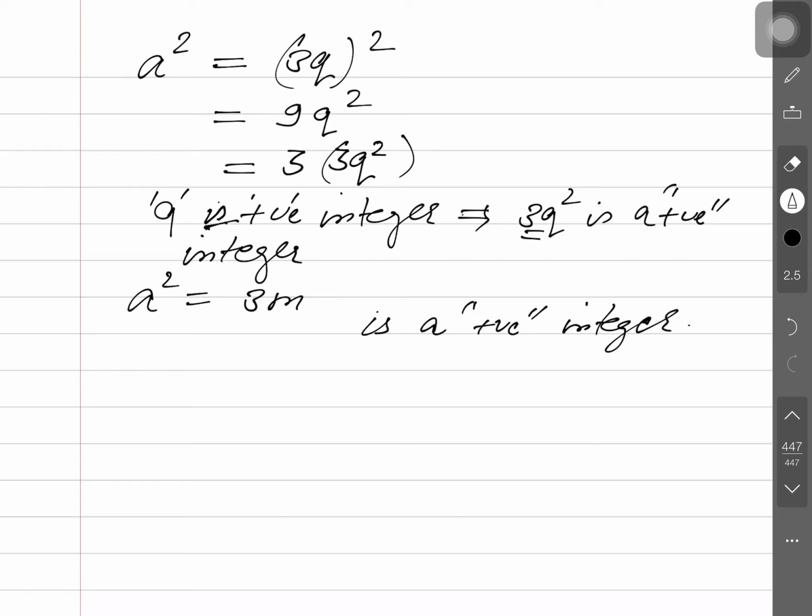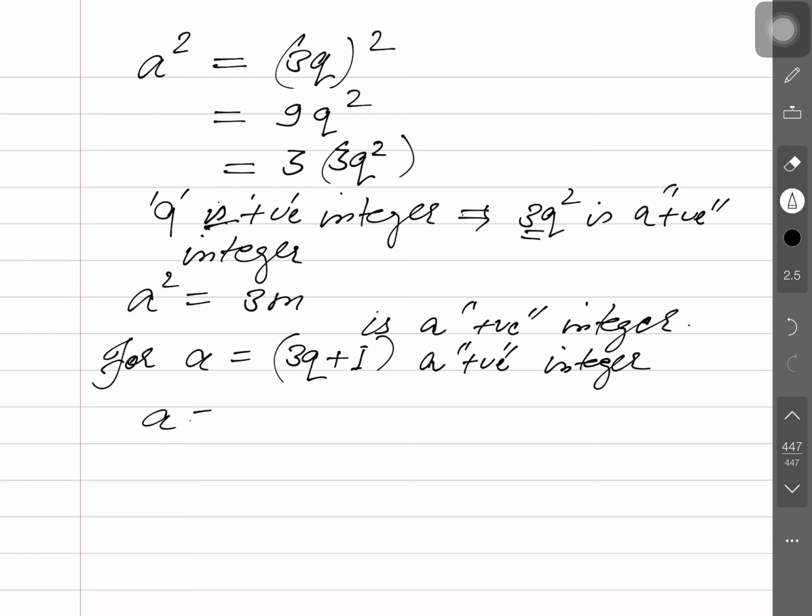So now what is to be taken here? For a is equal to 3q plus 1, a positive integer. Then what is to be done here? Tell me please. Again, a squared is equal to 3q plus 1 whole squared. Now can you solve this further?